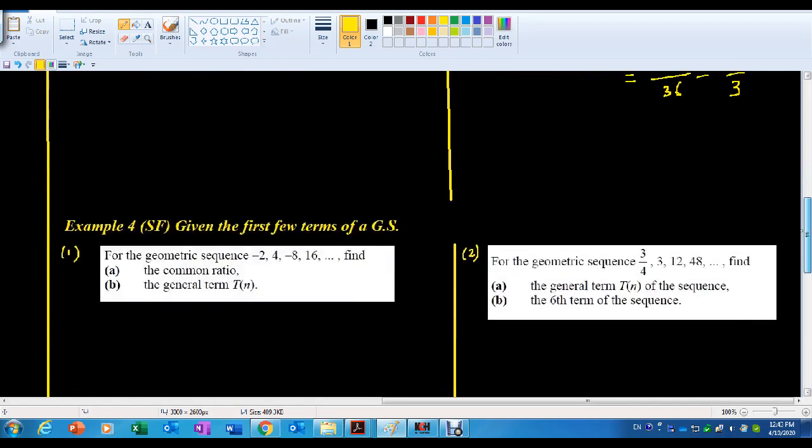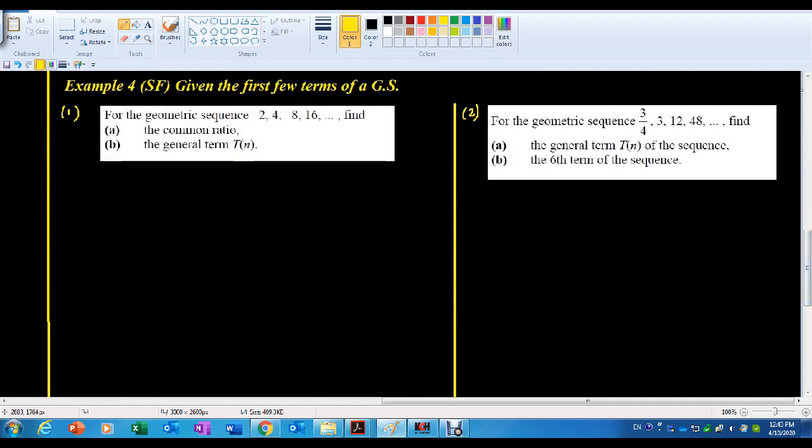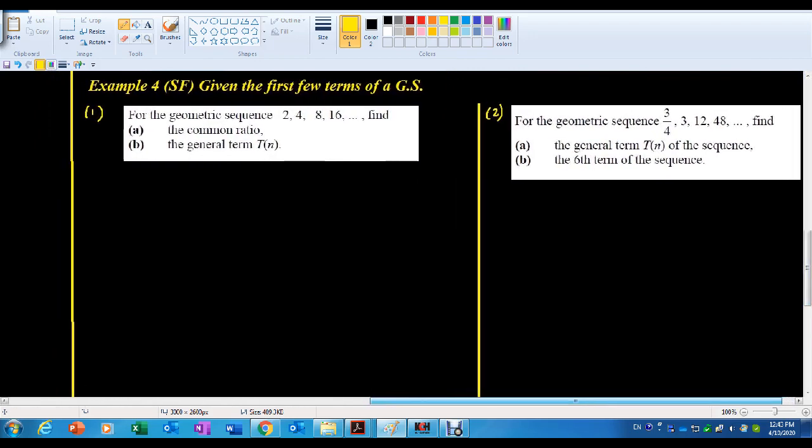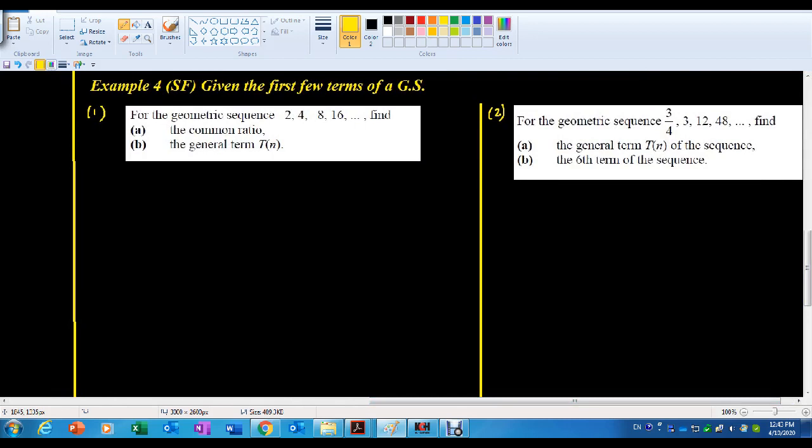Right. Okay, so let's move on. Example 4: they give the first few terms, and you need to find the common ratio and the general term. The common ratio, I know how to find it, but how about the general term? It's very similar to our previous question, so let's just do it.